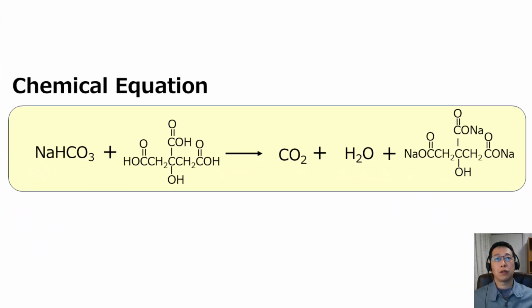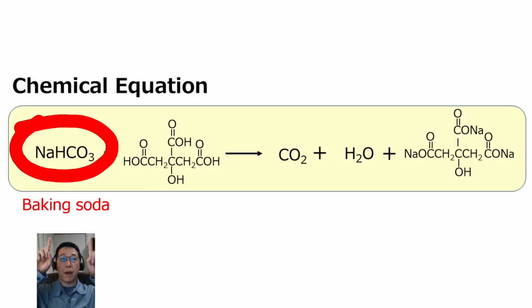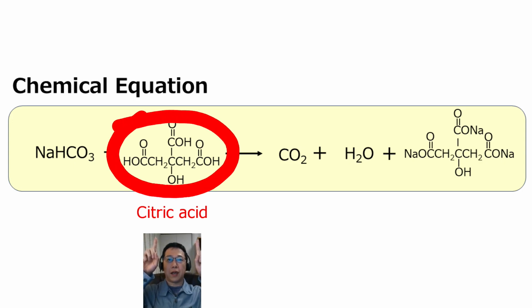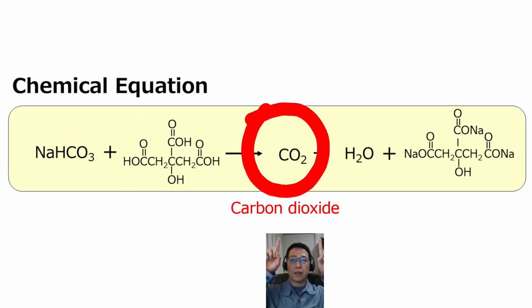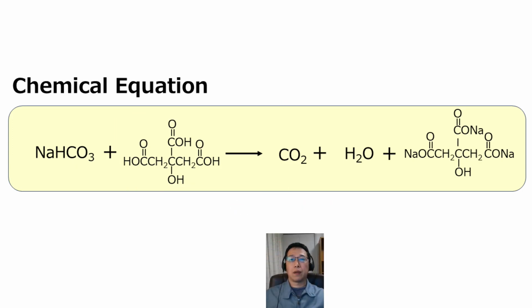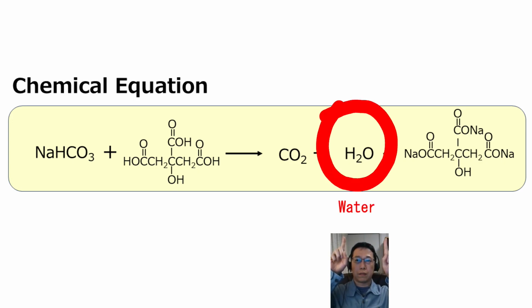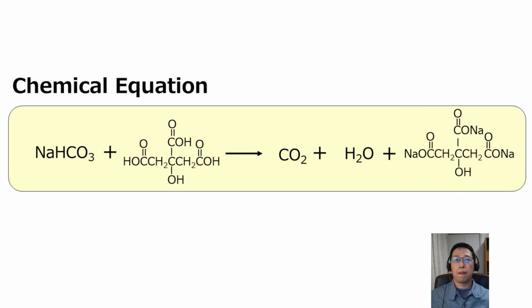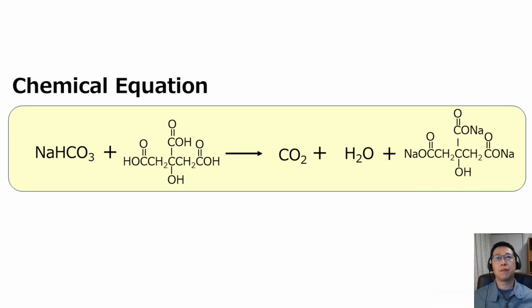Okay, moving on to a deeper understanding of the chemical reaction. Here I wrote down the chemical equation using chemical formulas. This is baking soda. This is citric acid. It has a bulky branching structure. This is carbon dioxide, water, sodium citrate.